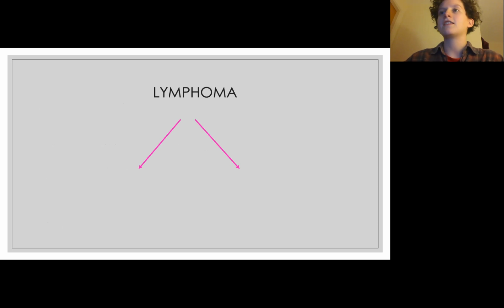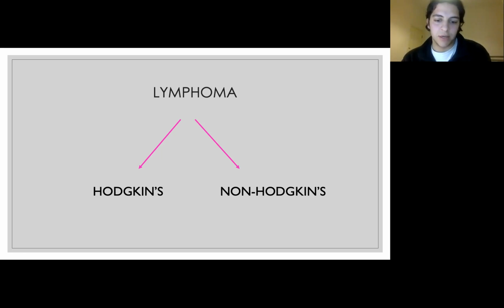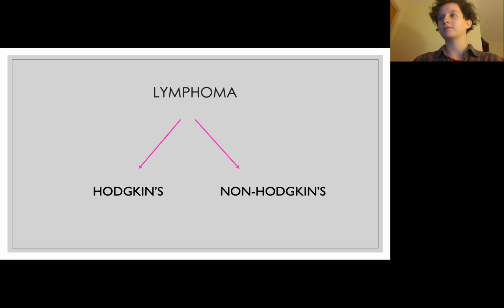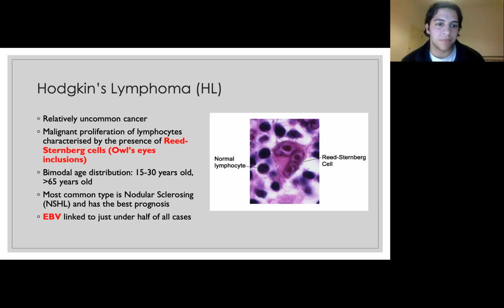People have said Hodgkin and non-Hodgkin. Yeah, perfect. So Hodgkin's and non-Hodgkin's. So we'll go over these now. So starting with Hodgkin's lymphoma, it's a relatively uncommon cancer. It's a malignant proliferation of lymphocytes characterized by the presence of Reed-Sternberg cells.